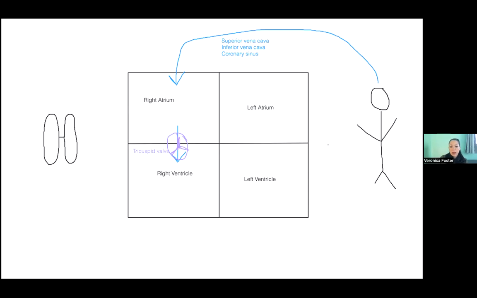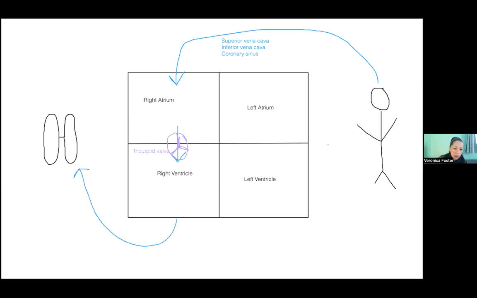Okay, so now we have deoxygenated blood that is down in the right ventricle. So the ventricles have denser, thicker muscle because they need to contract with a greater amount of force to eject the blood either from the right ventricle out to the lungs or from the left ventricle out to the body. So let's draw our line here. It's going to be blue. It's deoxygenated blood going from the right ventricle to the lungs to oxygenate that blood.